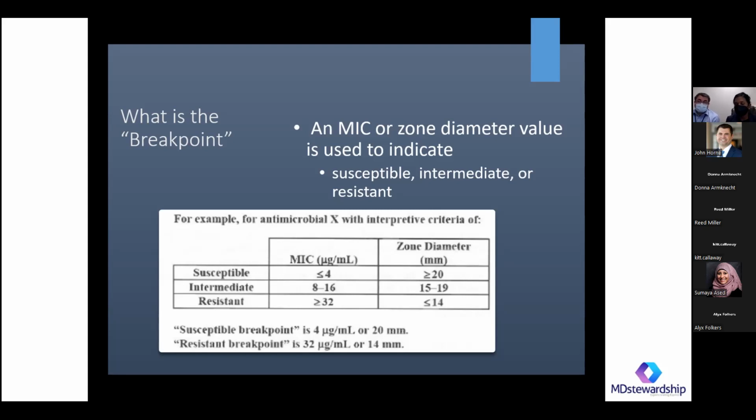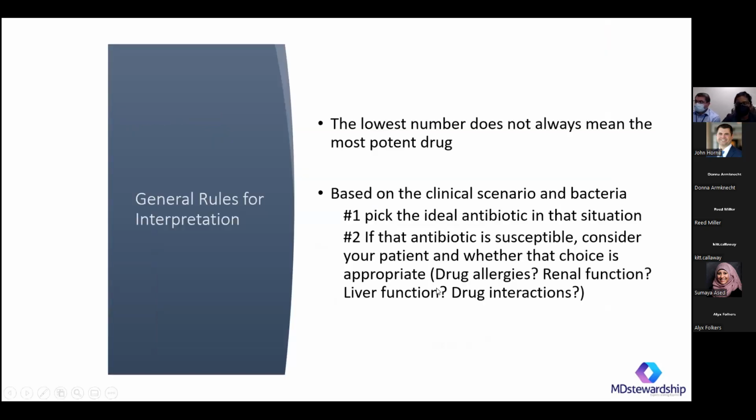That's very important, because sometimes people will call and say, I'd like to start amikacin because the number is lowest right here. That wouldn't be the recommendation. The recommendation would be to see what's susceptible and what you want to use, and then see if there are any contraindications, any reasons you wouldn't use that antibiotic. That's exactly right. I wouldn't compare one MIC to another.